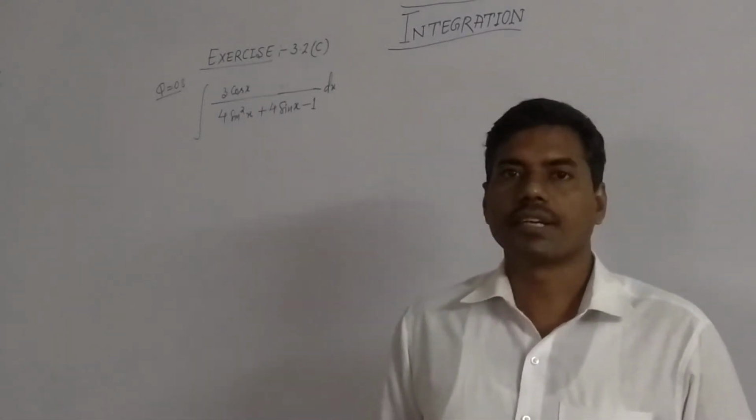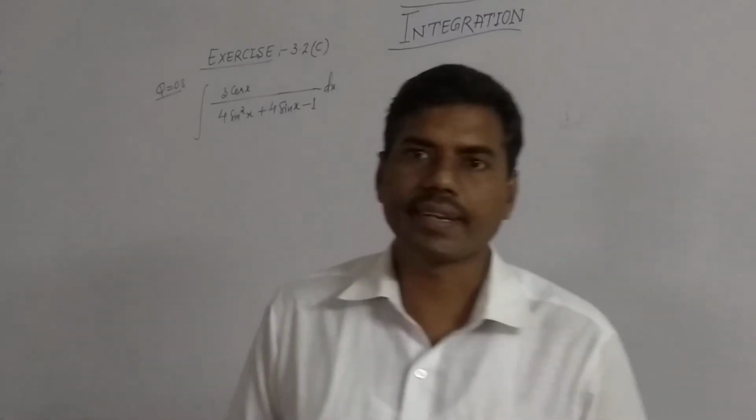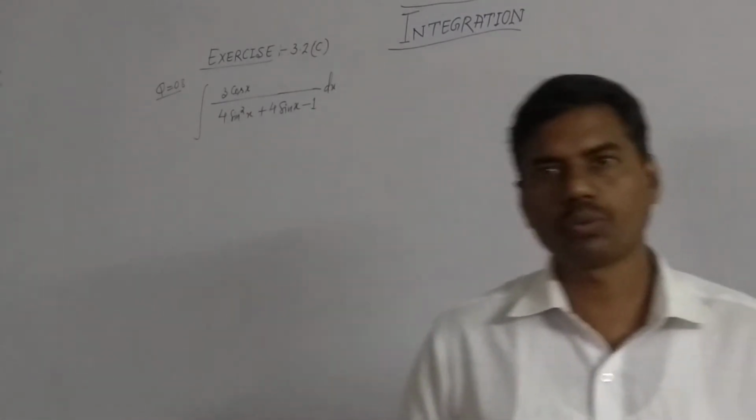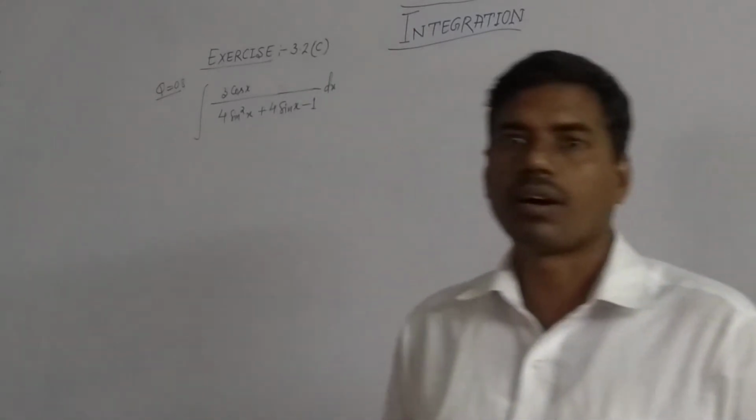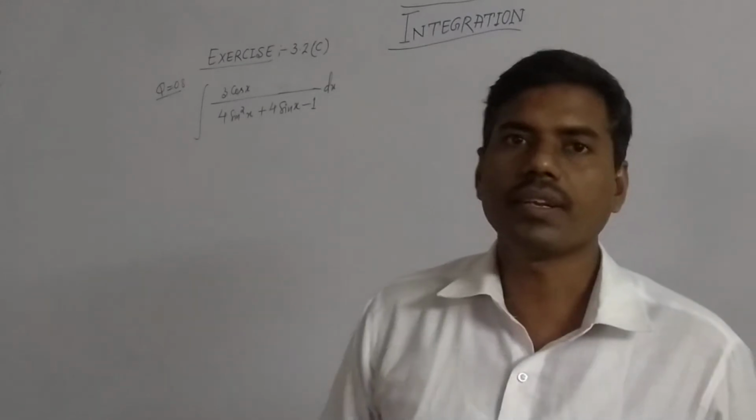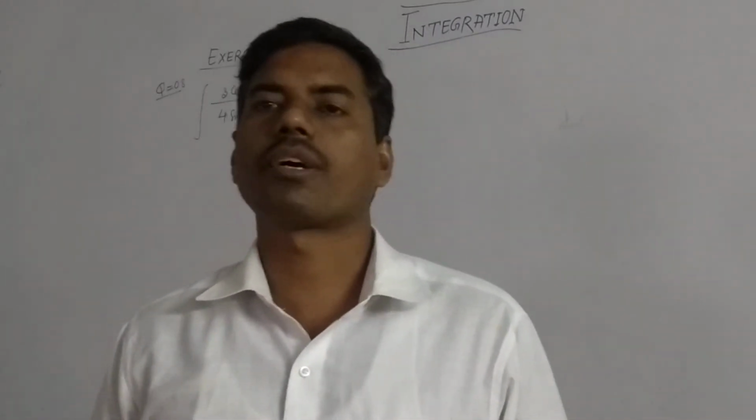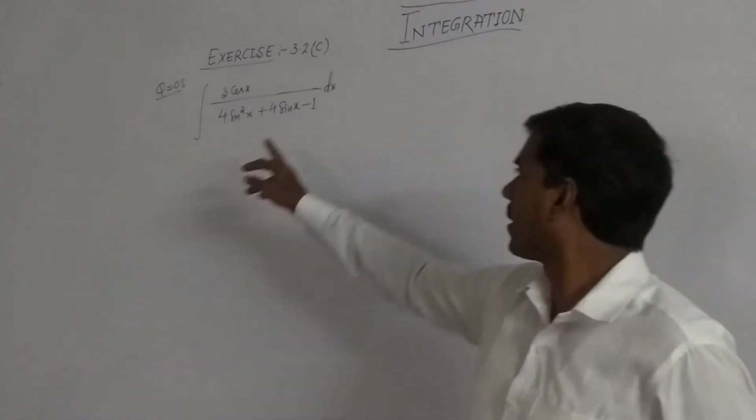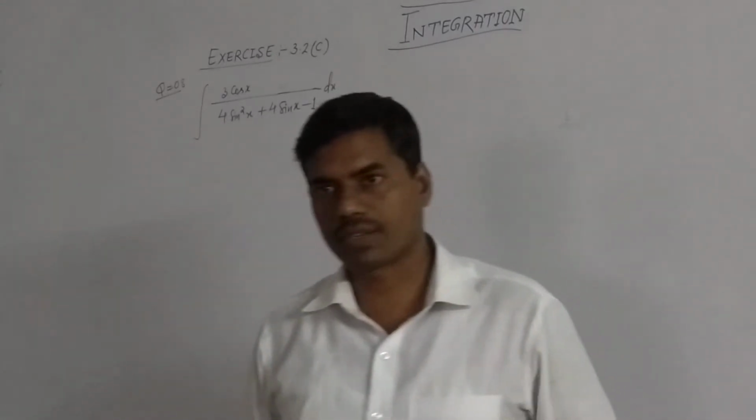Okay students, let us proceed to find the integral of question number 8 of exercise number 3.2c, of Mathematics 2. Question number 8 is given as the integral of 3 cos x divided by 4 sin square x plus 4 sin x minus 1, dx.